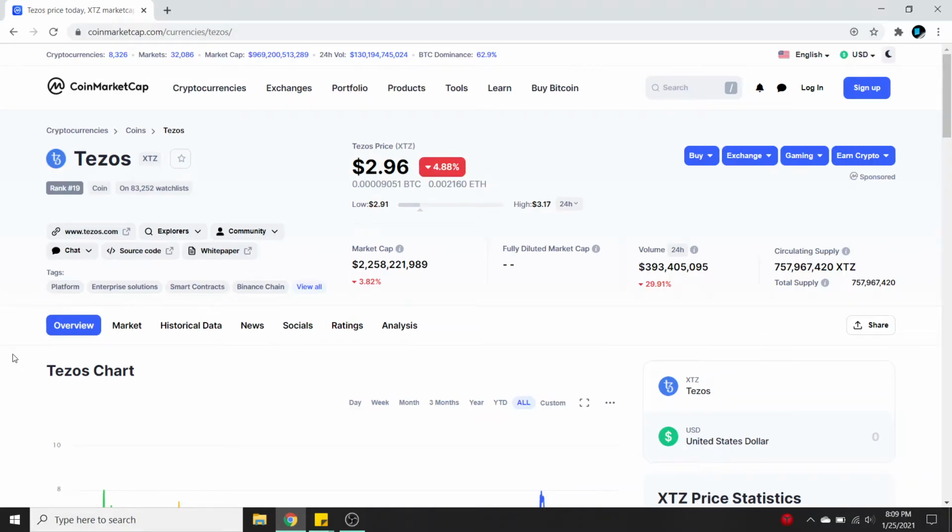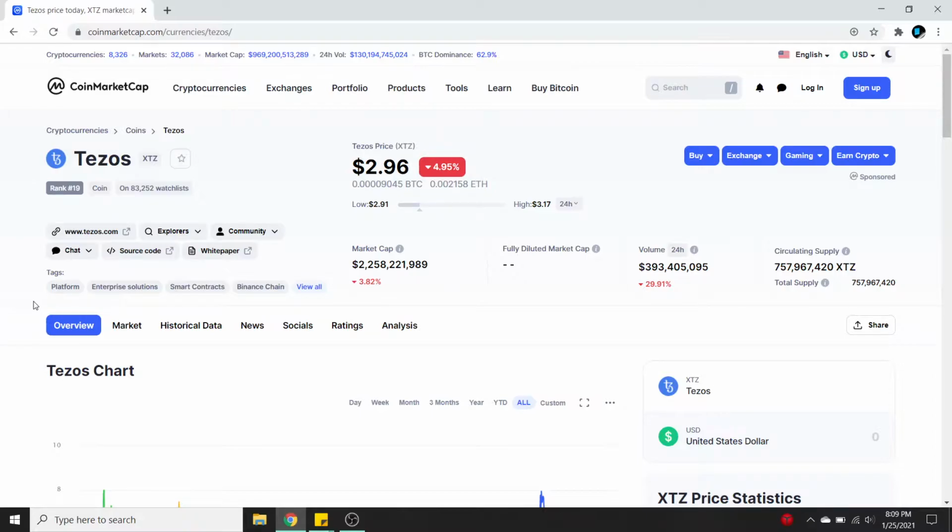Now, I know that this style of video might be kind of boring, but if we want to learn, you guys, we gotta do some research into these projects. I mean, there's no way around it. So today, we're going to learn all about Tezos and the project behind the name. So we're going to take a look at it.